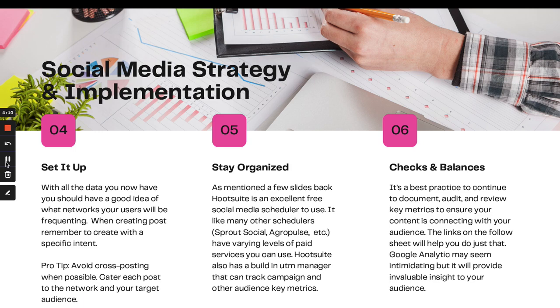Alright, so number 5. As mentioned a few slides back, Hootsuite is an excellent free social media scheduler to use. It, like many other schedulers, Sprout Social, Agorapulse, have varying levels of paid services you can use. But I do find Hootsuite to be the best, specifically the Hootsuite professional level, because it allows me to use their UTM creator, and I link that with my Google Analytics to find out which posts are doing the best and how people are reaching those posts.